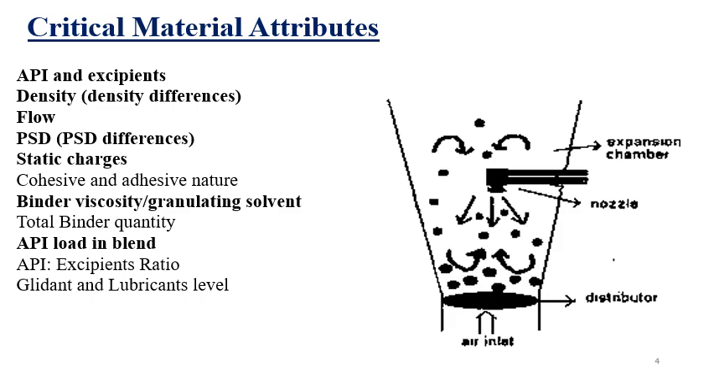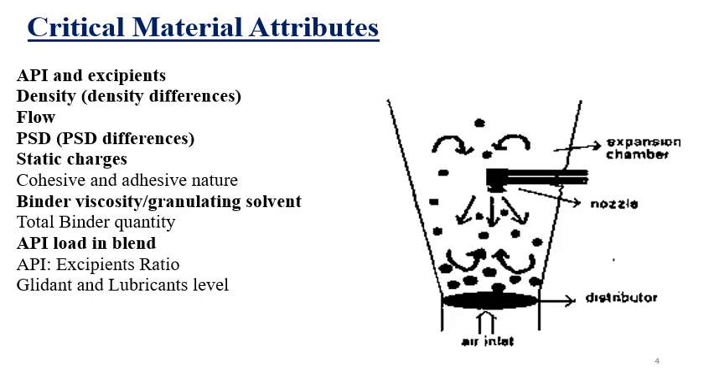Binder viscosity and granulating solvent. If the binder is too viscous, then the CPPs are required to be adjusted according to that. If the granulating solvent is water, then the product temperature is high, around 40-45 degrees, and if the granulating solvent is non-aqueous or hydroalcoholic, then we need to keep the product temperature low. Then total binder quantity, API load in the blend. These are the CMAs for top spray granulation.